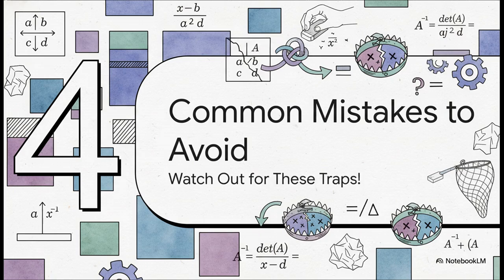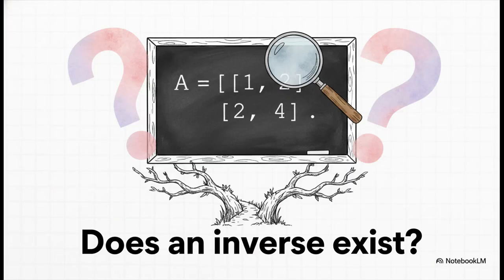So let's talk about a few of the most common traps people fall into so you can steer clear of them. Okay, this is a huge question you should be asking yourself every single time. Does this matrix even have an inverse? Because here's the secret, not all of them do. Let's take a look at this matrix here. 1, 2, 2, 4, and just see what happens when we try our little 2x2 shortcut.